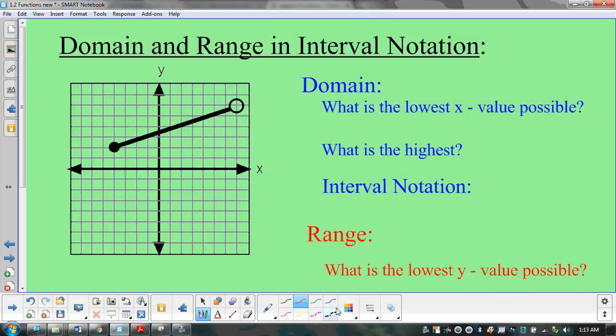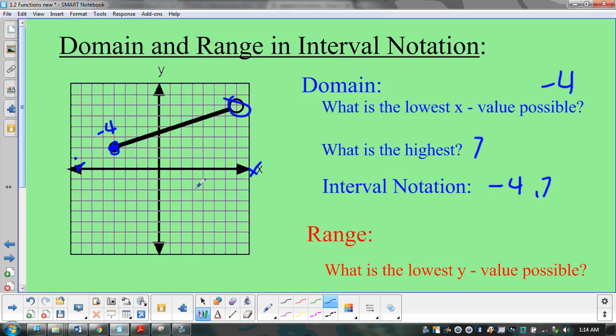Here's our next graph. What is the lowest? Remember, domain is x, and we look at the x-axis from left to right. So the farthest left this graph goes is right here, and its x value is -1, -2, -3, -4. So I know that graph goes as far as -4 to the left. How far to the right? What's the highest x value? Well, this graph goes as high as right here. Its x value is 1, 2, 3, 4, 5, 6, 7. So this graph goes from -4 all the way to +7.